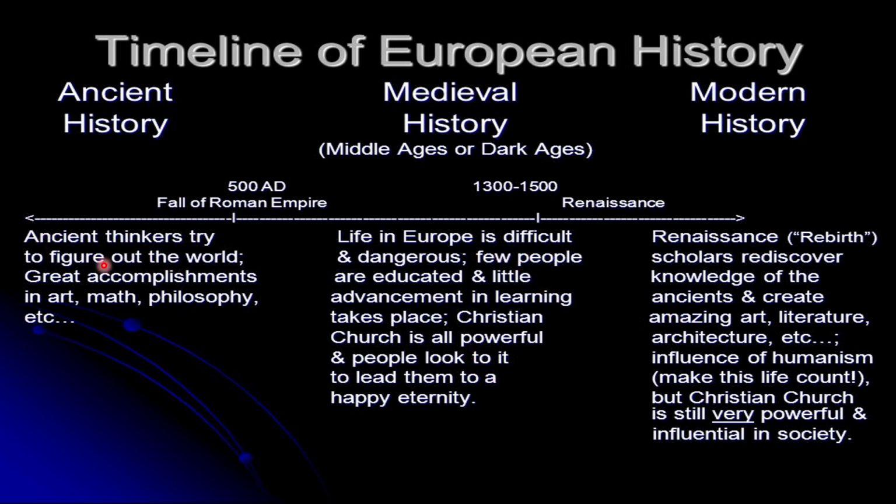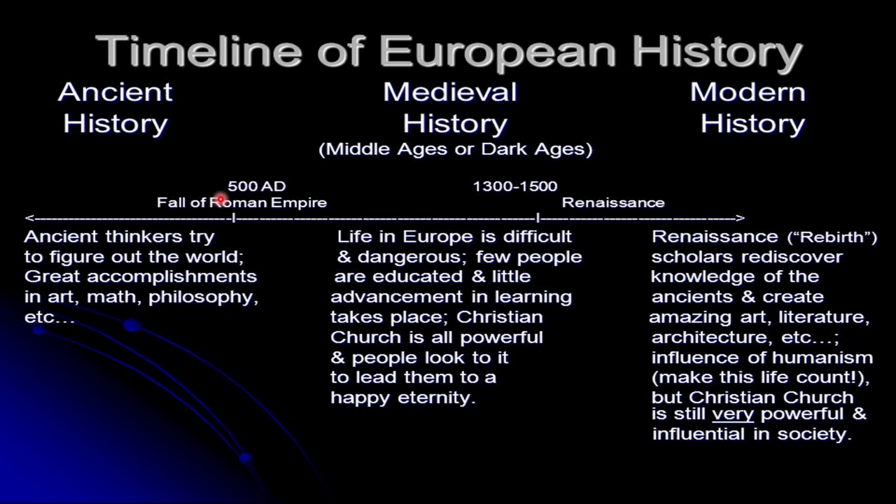Here you can see ancient thinkers tried to figure out the world, and they developed great accomplishments in art, maths and philosophy. Also, in the period from 500 AD to 1300 to 1500 AD, there were a lot of changes. Life in Europe was difficult and dangerous. Few people were educated and little advancement in learning took place. The Christian church was also powerful, and people looked to it to lead them to a happy eternity. Eternity is nothing but a higher state of happiness.